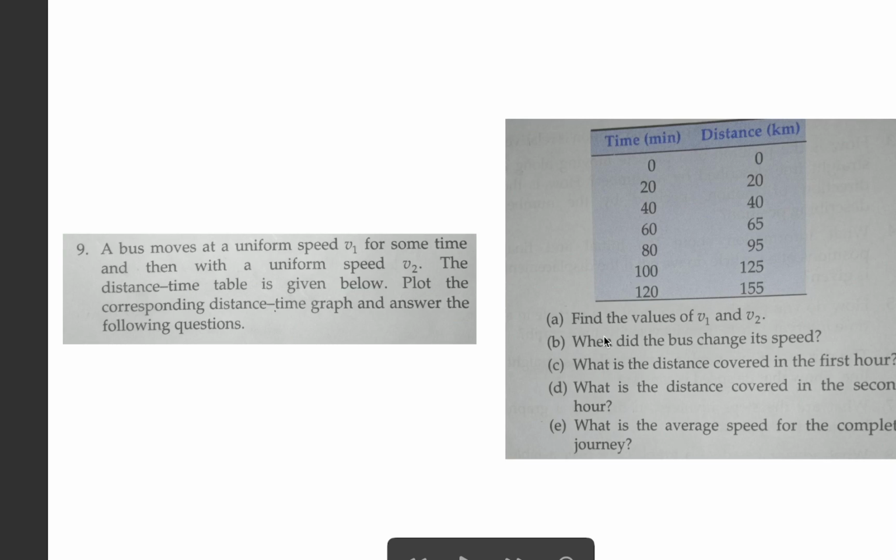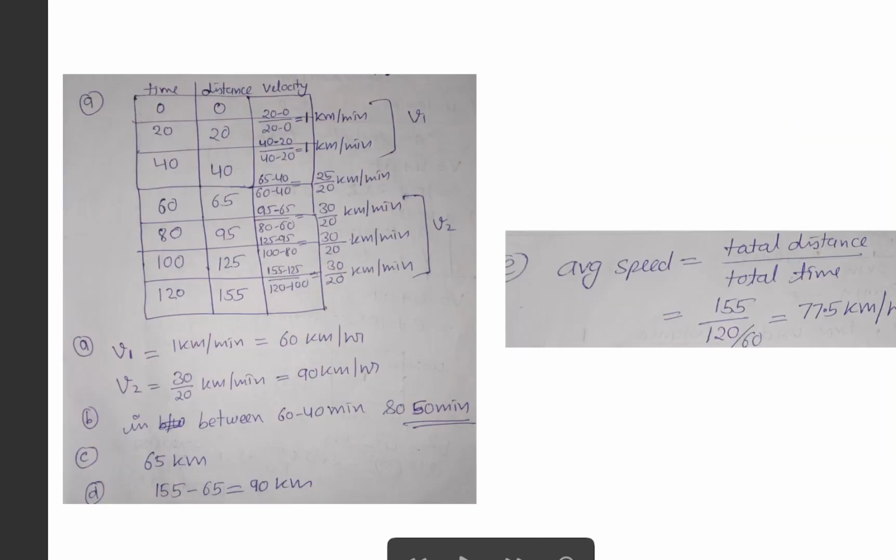In the 9th question, a bus moved at a uniform speed v1 for some time, and then with a uniform speed v2. The distance time table is given below, with the corresponding distance time graph, and we answer the following questions. So they are saying that a bus moves at a uniform speed v1 for some time, and then uniform speed v2. So this is time and this is distance. First we will calculate the velocities.